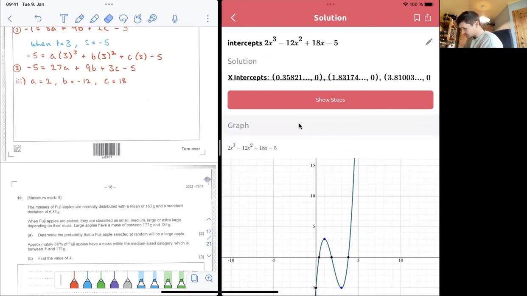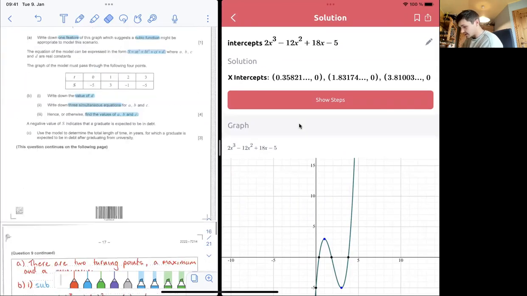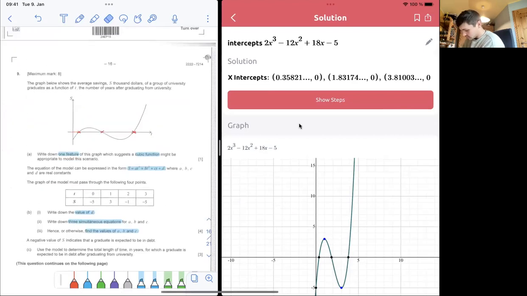So the first one is at 0.35821. Coming back up to here, that's this one here. And then the next one, which is 1.83174, is that one. And then the last one is 3.81003, which is there. And so the time in which s is negative, or below the x-axis, is up to this first x-intercept and then between these two. So let's just get rid of that.